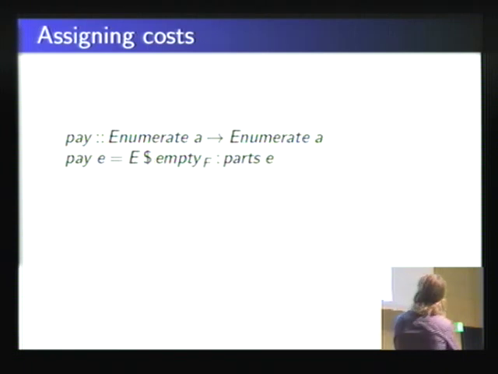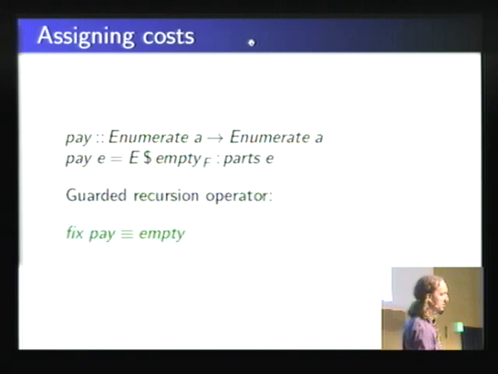And usually we want the cost to be the number of constructors in a value, but this pay operator gives us a slightly more fine-grained control of how we define cost. More importantly, pay is what I call a guarded recursion operator. And this means that it will automatically deal with recursion for us, which is a very important part of making these automatic definitions.